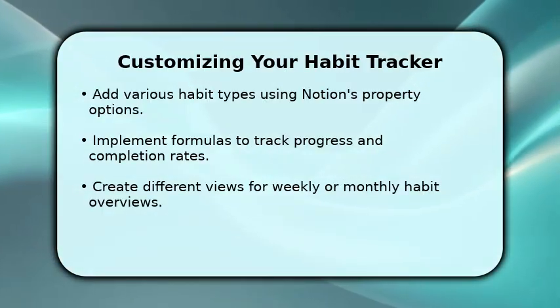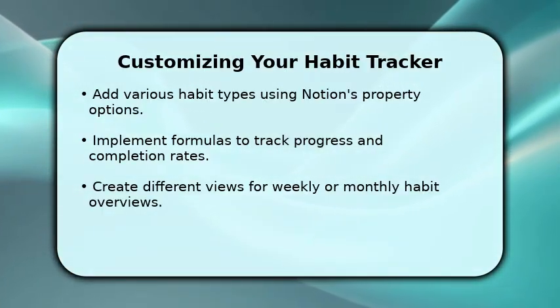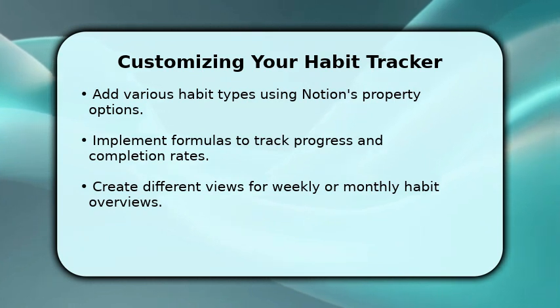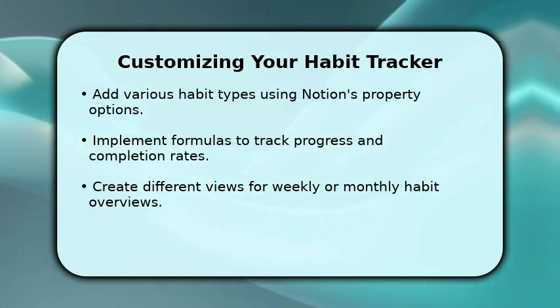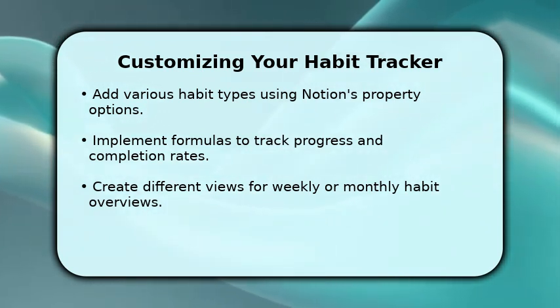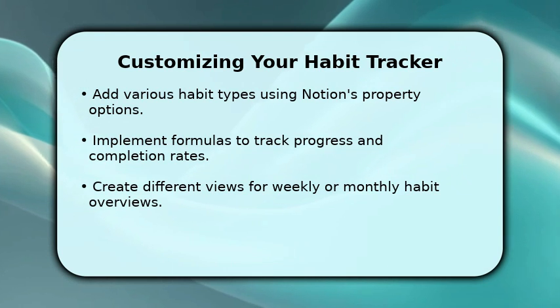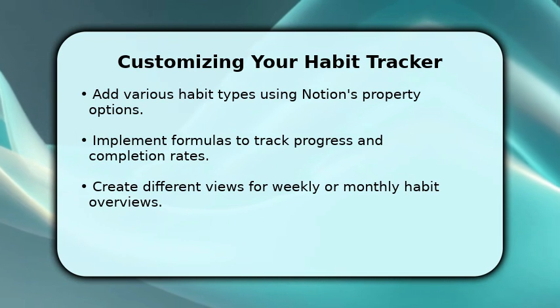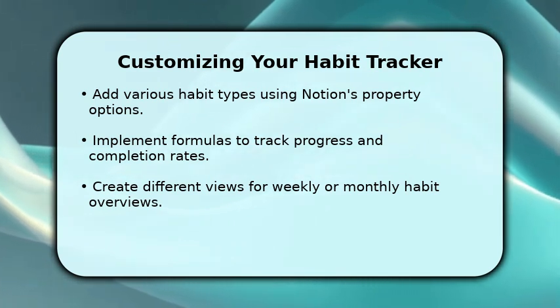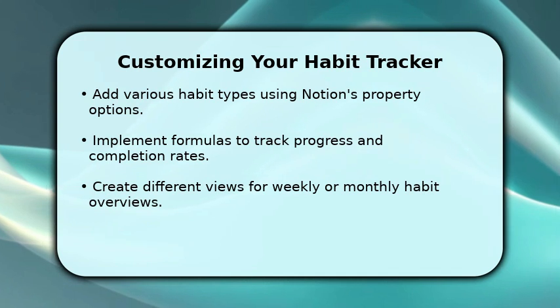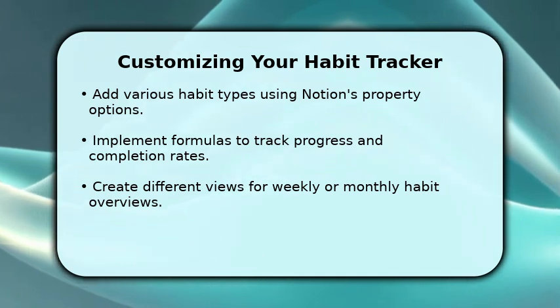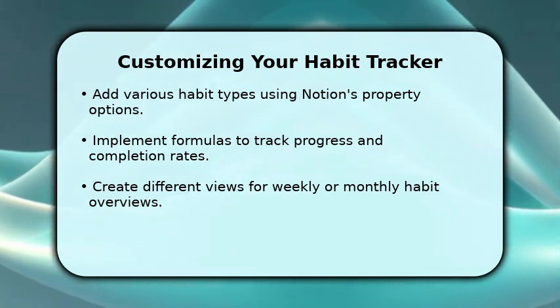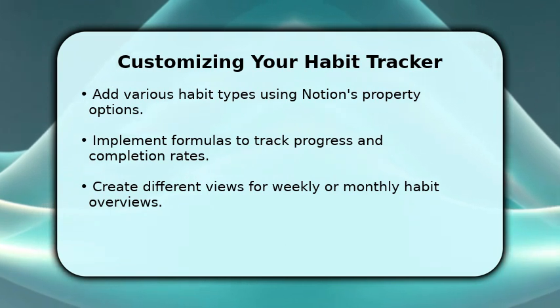Now, let's customize your tracker. Add properties like select for habit categories or number for quantitative habits. Utilize Notion's formula property to calculate your daily or weekly completion percentage, providing valuable insights. Furthermore, set up different database views, such as a calendar view for a monthly overview or a board view to see habits by status. This personalization makes your tracker truly effective.